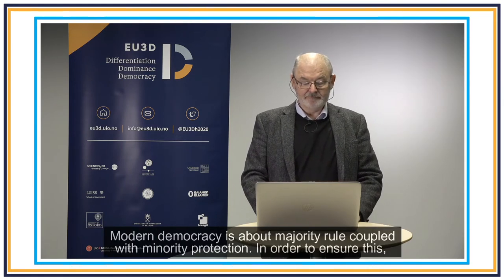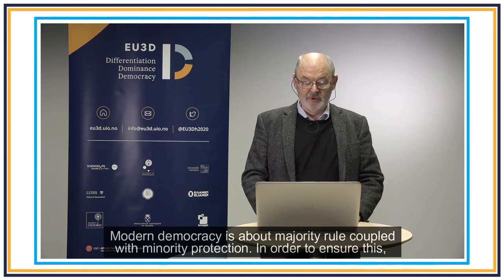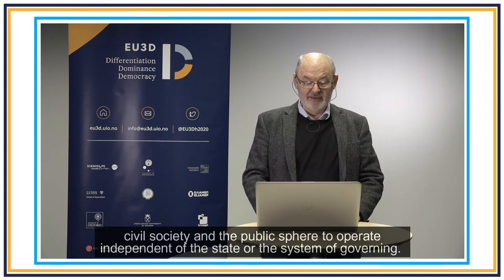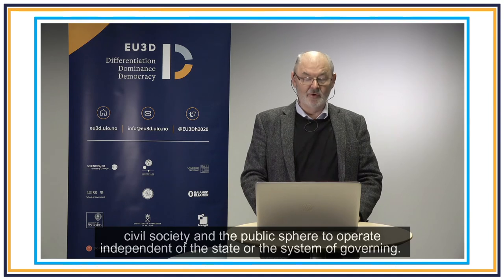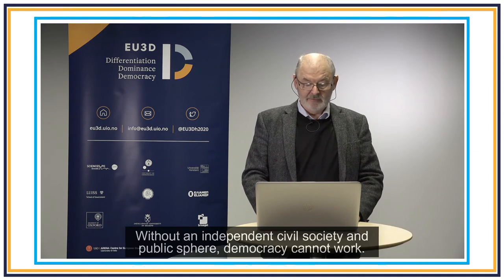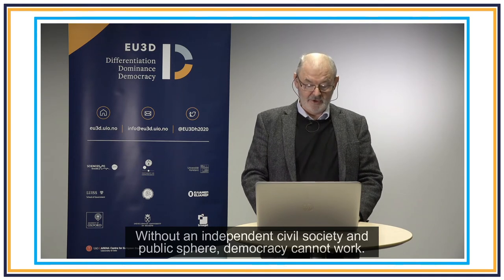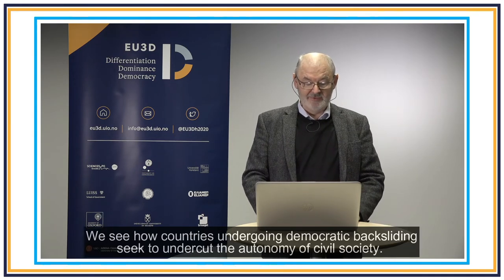Modern democracy is about majority rule coupled with minority protection. In order to ensure this, there is a key distinction between the public and the private sphere. That makes it possible for civil society and the public sphere to operate independent of the state or the system of governing. Without an independent civil society and public sphere, democracy cannot work. We see how countries undergoing democratic backsliding seek to undercut the autonomy of civil society.